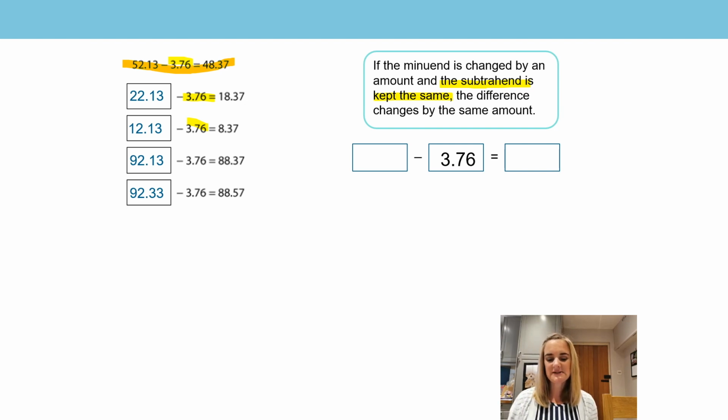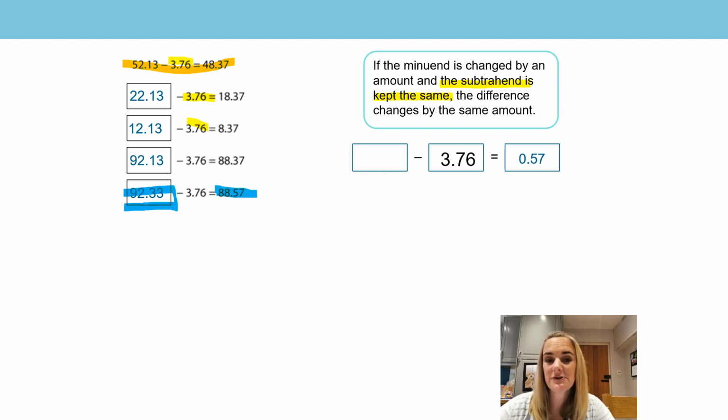This time I decided to go slightly crazy and not just increase it or decrease it by 1 or 10 or 100, etc. I went for 88 and decreased it by 88. Why not? So my new minuend is 4.33. My new difference is 0.57. So which calculation did I decrease both the minuend and the difference by 88? Well done, you're right. So it's here. This one's gone down by 88 and that's the minuend, and the difference has also gone down by 88.